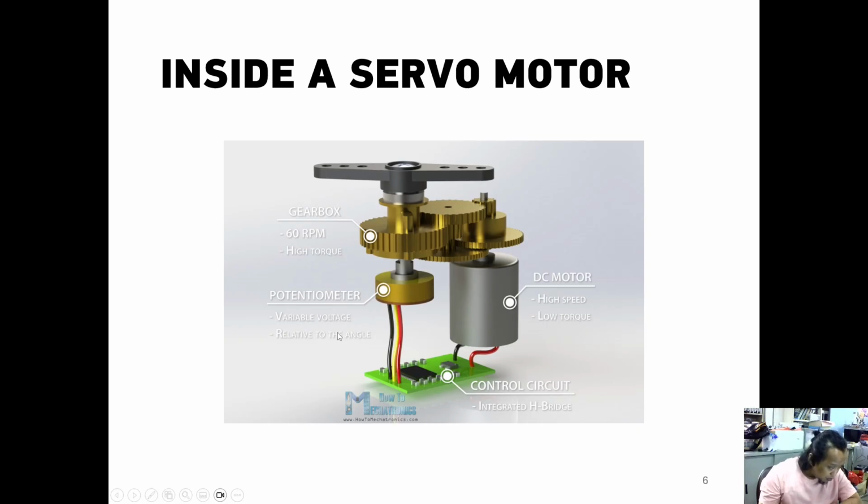This is inside the servo motor. There is a gearbox like this with high torque, but the RPM is so slow, and there is a potentiometer to serve as a position sensor. This is the central control circuit, and this is the DC motor with high speed and low torque.